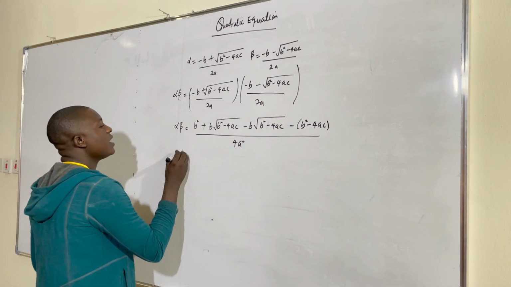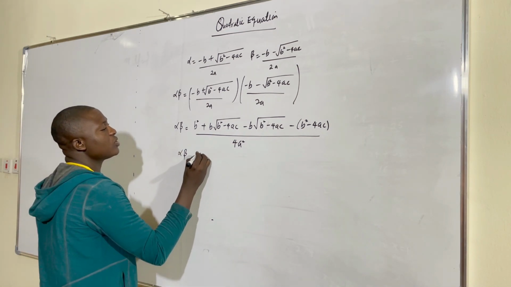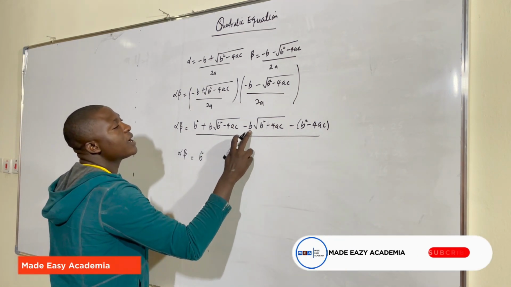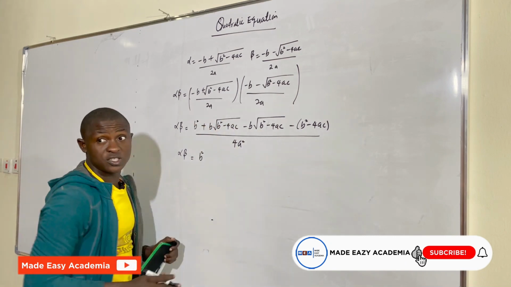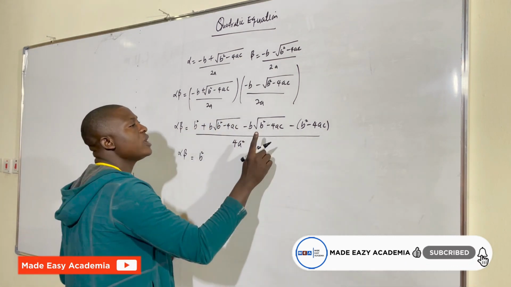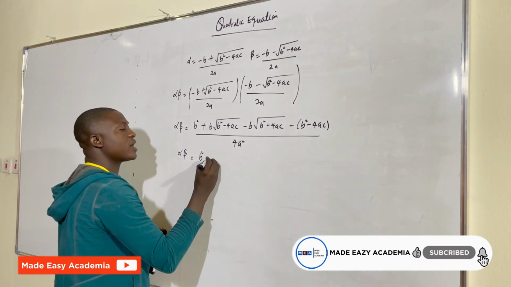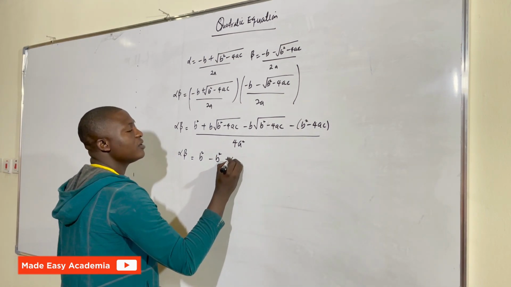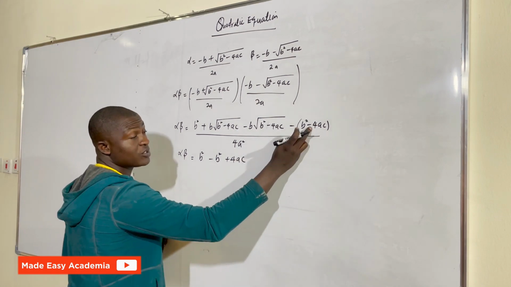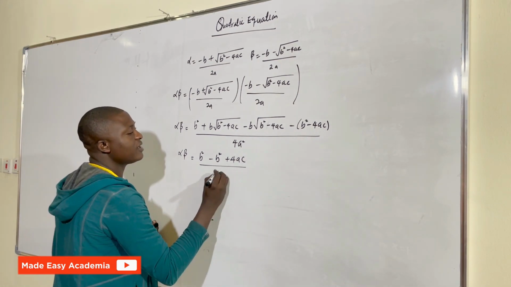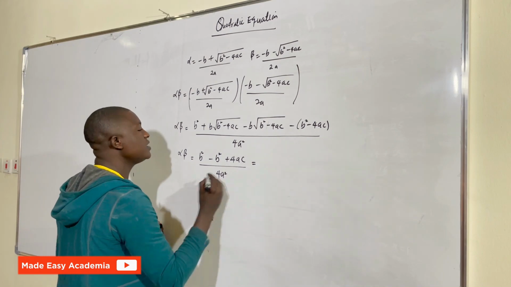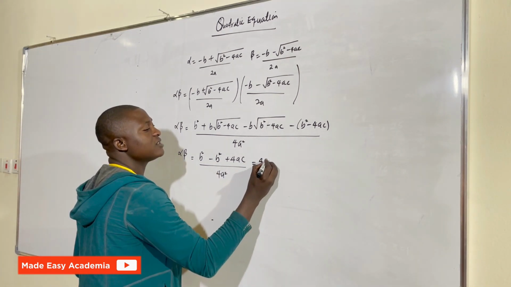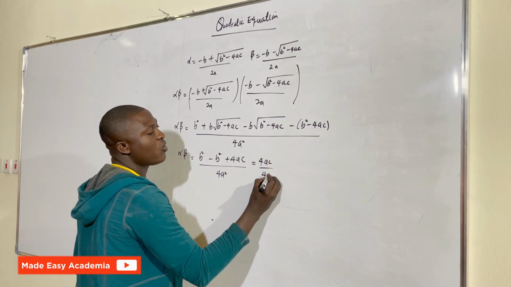Now I can have alpha beta equal to b² + b√(b² - 4ac) - b√(b² - 4ac). That's going to be 0 because this is positive, this is negative. So then open the bracket of this: minus times b², I can have minus b², minus times minus, I can have plus 4ac because minus times minus is plus, all divided by 4a². So b² minus b², of course, that's going to be 0. So what we have left now is 4ac over 4a².